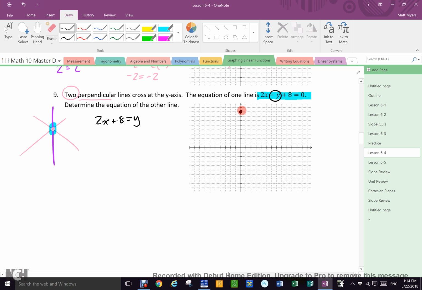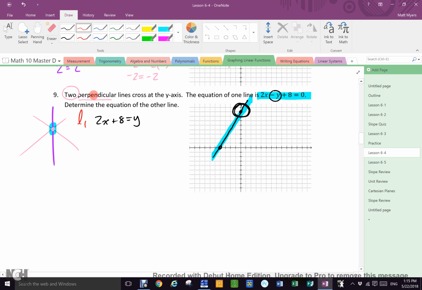Do I know the slope? 2 over 1. Positive 2 over 1, right? Yeah. So up 8. How far out here? 4. Nice. There's one slope, correct? Yes. That is my blue line. What do I know about the other line? Where does it go? It has the same y-intercept. It goes through there with what slope? The same slope?